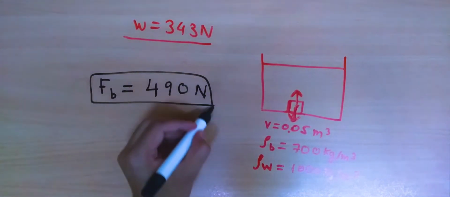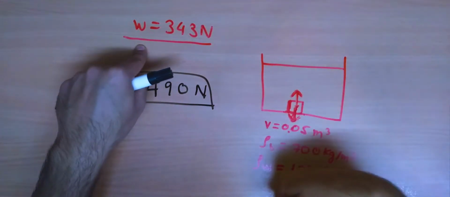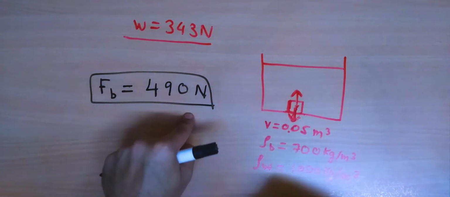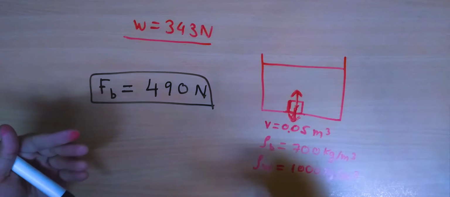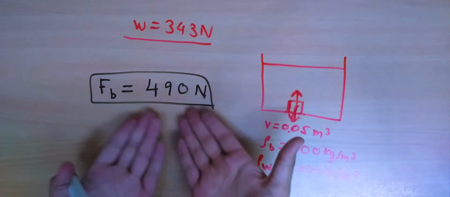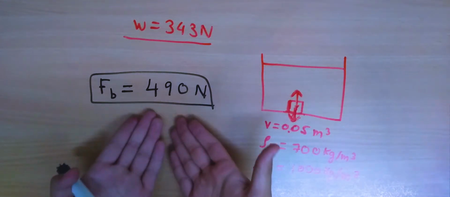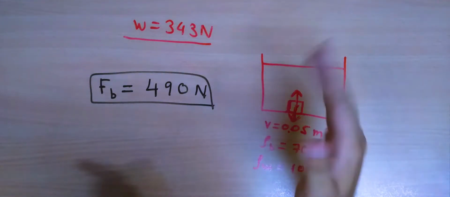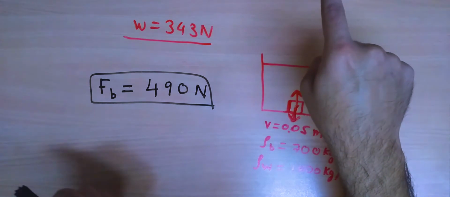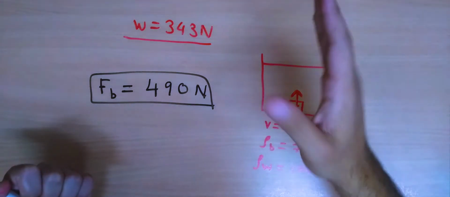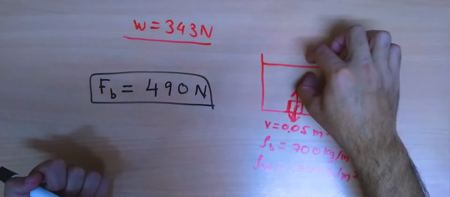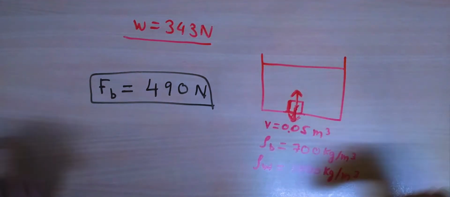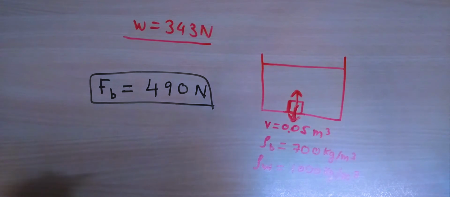Now clearly we can see that the weight of the block, which is pulling it downwards, is 343 newtons, and the buoyant force, which is also the weight of the water displaced, which is the force pushing it upwards, is 490 newtons. That is clearly greater than the weight of the block, and therefore this force wins the tug of war and pushes the block upwards. The block starts moving upwards, reaches the surface of the water and starts floating. So that is the simple logic behind it.